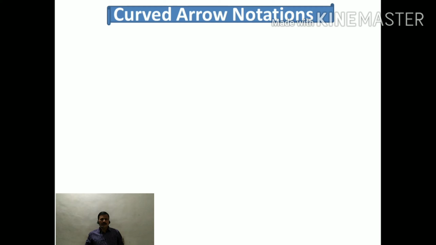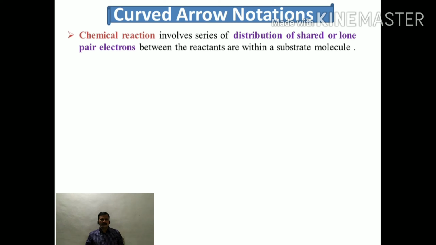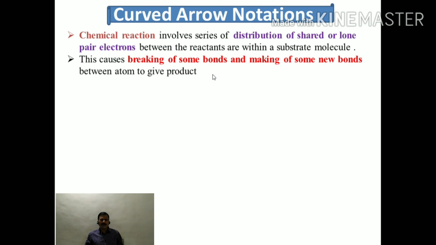So as far as curve arrow notations are concerned, this is the simple introduction where a chemical reaction involves distribution of shared or lone pair electrons between reactants and within the substrate molecule, which causes breaking of some bonds and making of new bonds between these atoms to give the product.